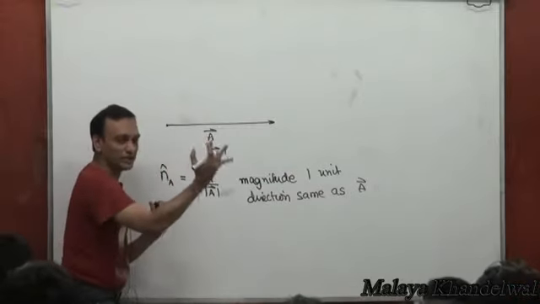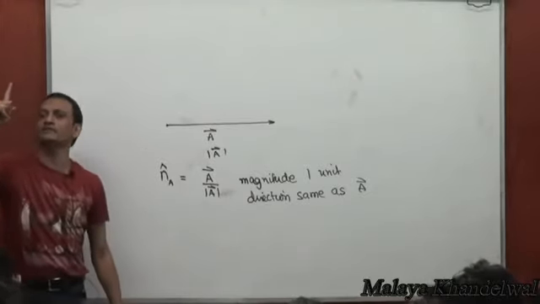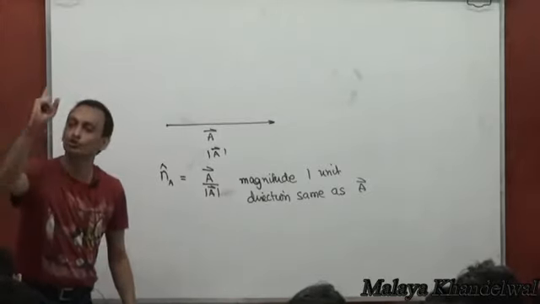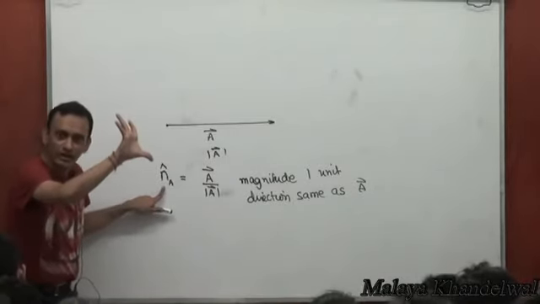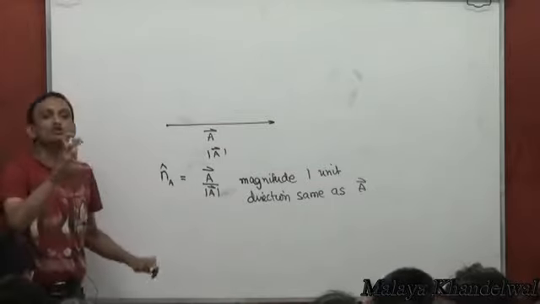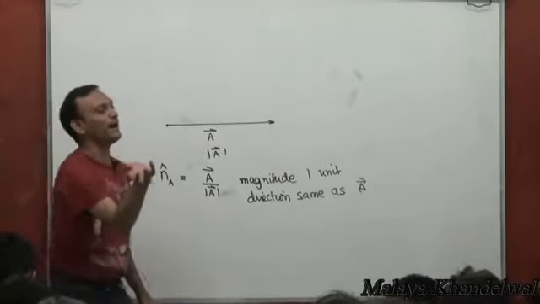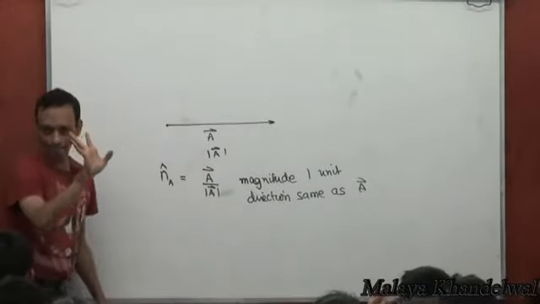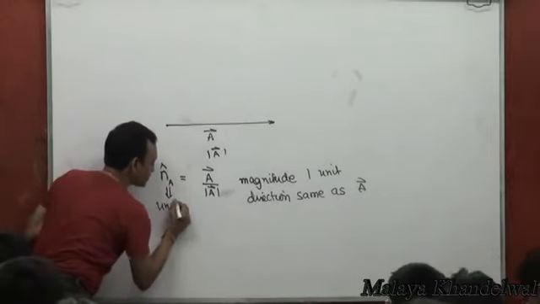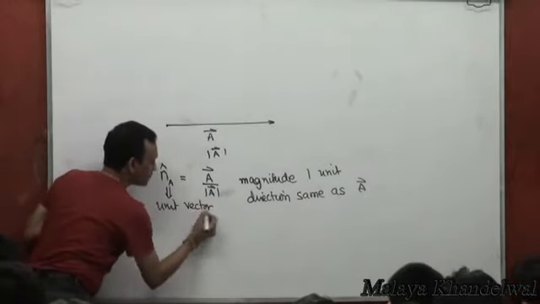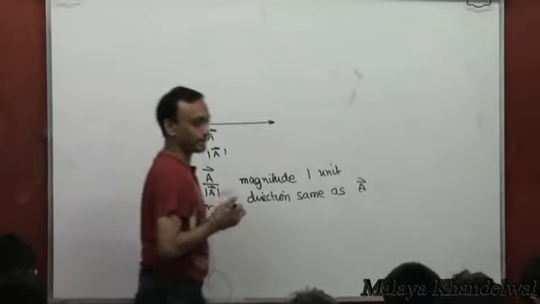A vector of 1 unit magnitude in a given direction is said to be a unit vector in that direction. So, this is a unit vector in the direction of A. N cap A is a unit vector in the direction of A, and it's obtained by dividing A by its magnitude. Right? So, this is said to be a unit vector along A.